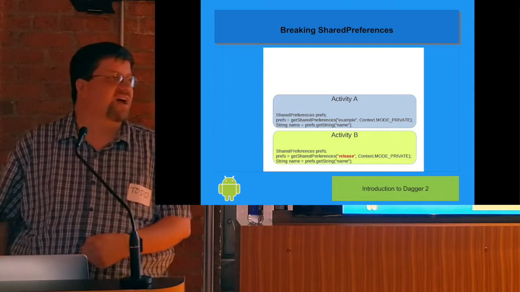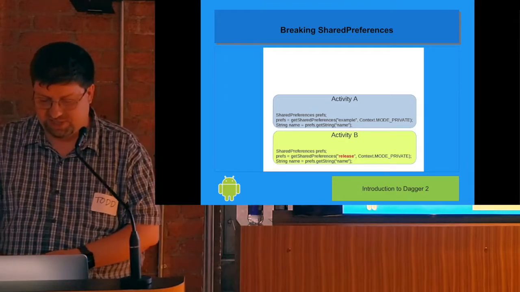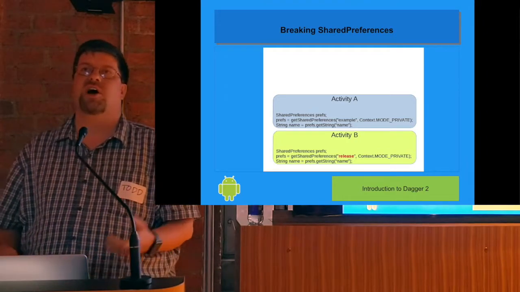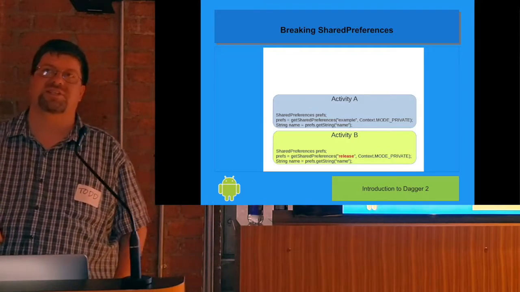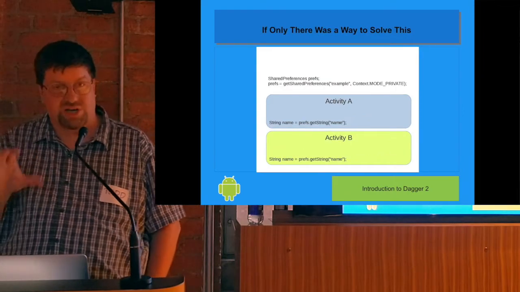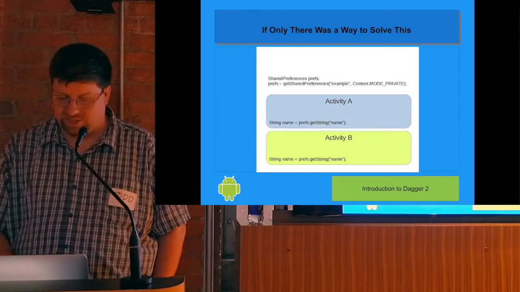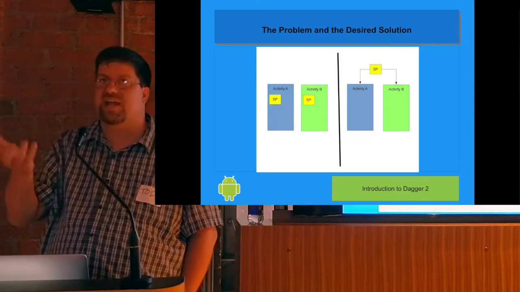If only there was a way to solve this. What if we could just pull out the shared preferences creation code? So basically what we're looking for is, on the left, we have two shared preferences instances, each in their own activities. And the one on the right is the ideal solution. We have one shared preference that's being shared among the two activities. So basically, how do we do this? It's Dagger 2 to the rescue.